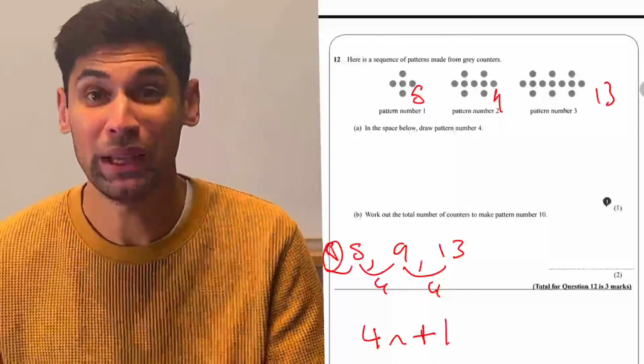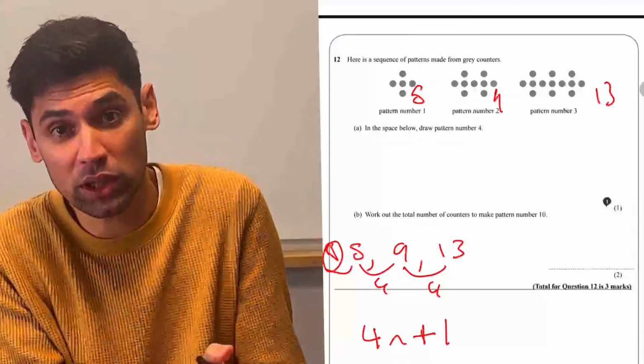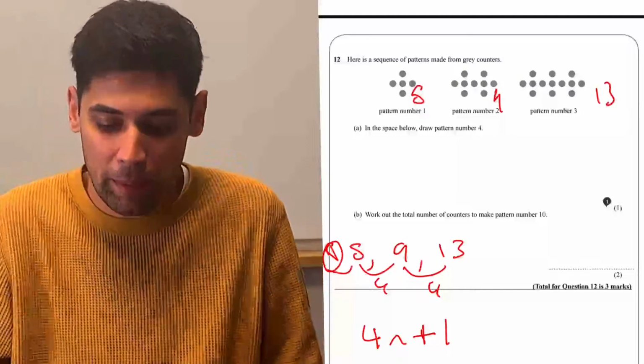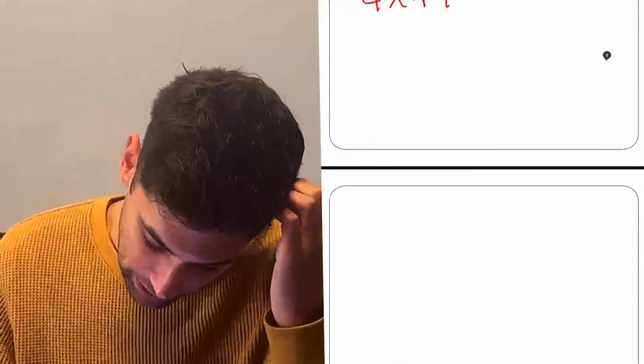4n plus 1. Because the number before the first one would be a positive 1, we do plus 1, and that is it. That's the nth term. Done. How easy is that? Now let me show you on another question how easy it can be.